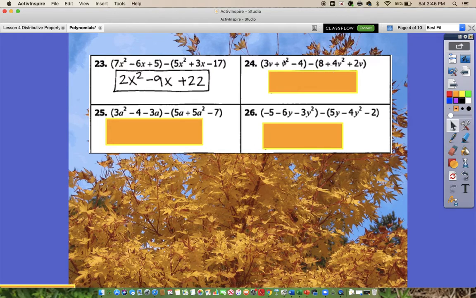On 24, positive v squared, and then this would become a negative 4v squared. So that's going to give me negative 3v squared. And then I need to combine my v's to the first power, so 3v. And this would become a negative 2v when we distribute. So 3v plus negative 2v should give me positive 1v. And then negative 4, and this would become a negative 8, would give me negative 12.